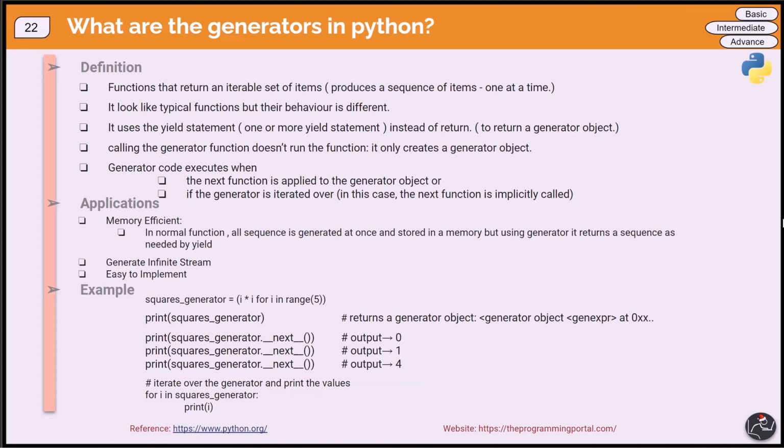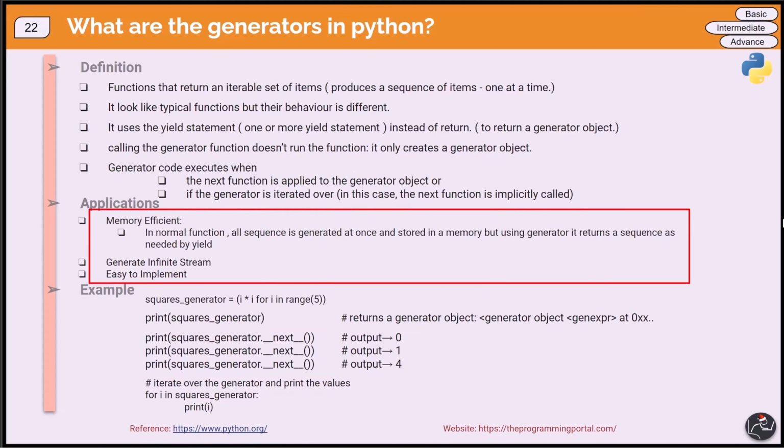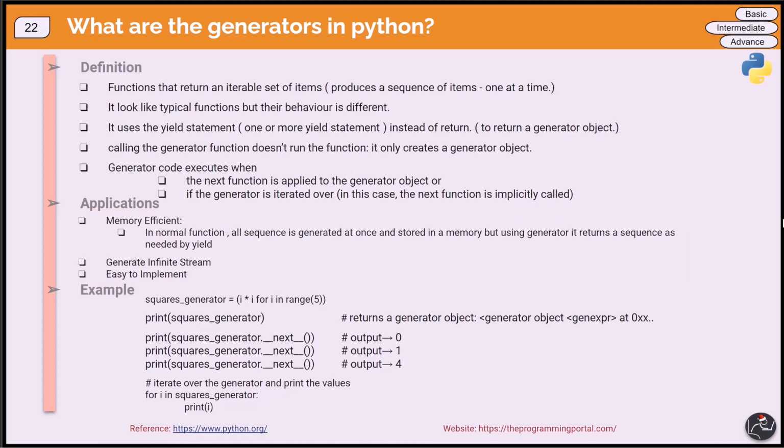What is the use of it? It is very memory efficient and helps in generating an infinite sequence or a very large sequence without any memory overhead. Also, it is very easy to implement. Syntactically, it looks similar to a list comprehension with only one change. We use round brackets for a generator and square brackets for a list.